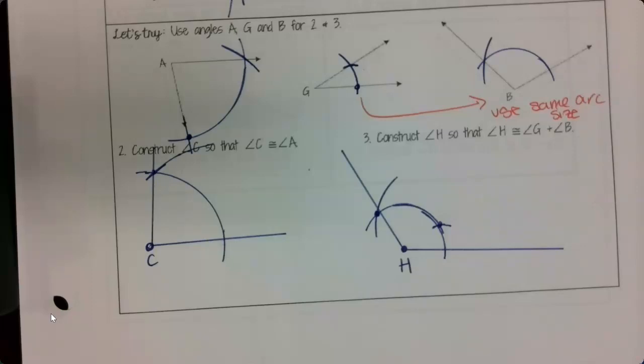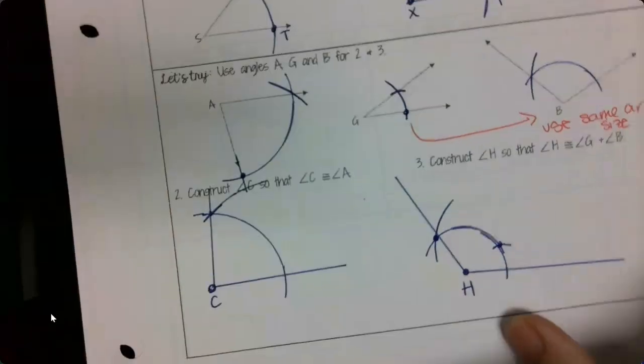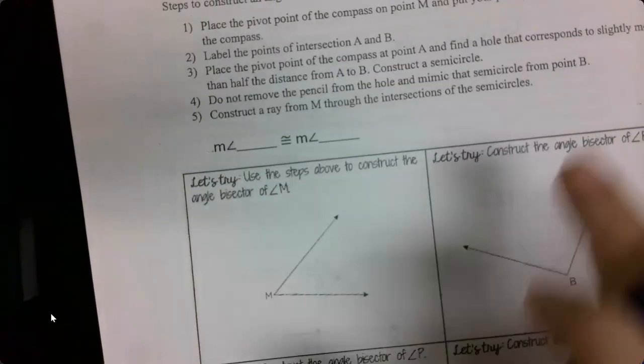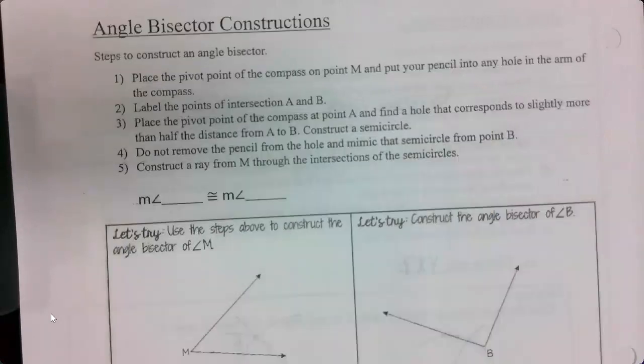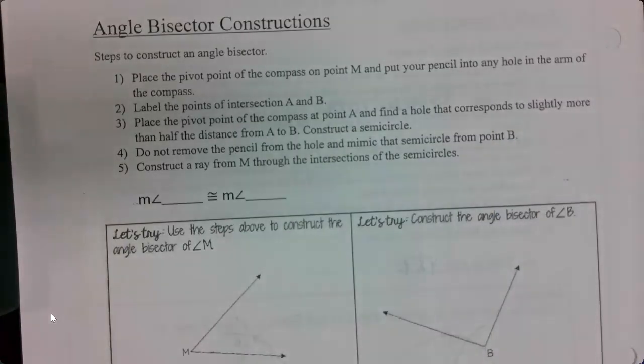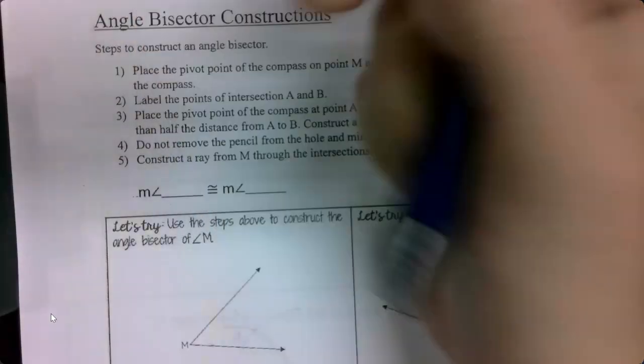Okay, so does anyone need more time for constructing the angles? So then on the back side we have angle bisectors. So here's my steps to construct an angle bisector. So I want to put the pivot point on M. So this is, remember, my golden piece.